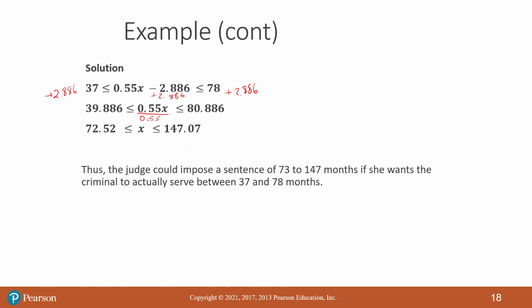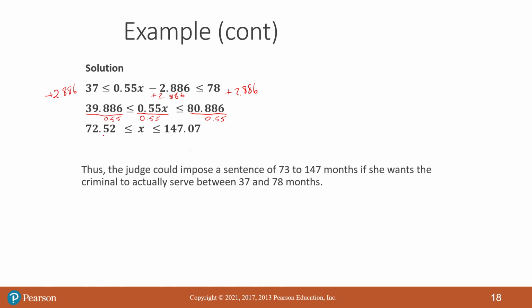Then we need to get x by itself. To get x by itself, we need to divide by 0.55. Remember, what we do to one piece, we have to do to all three. So I'm going to divide by 0.55 on the left, middle, and right-hand sides. Now when I divide 39.886 by 0.55, I get 72.52.